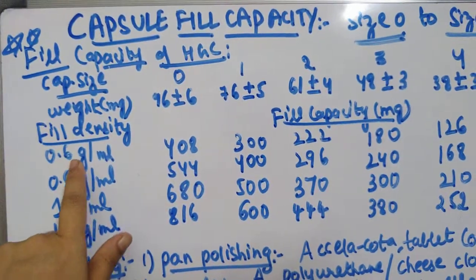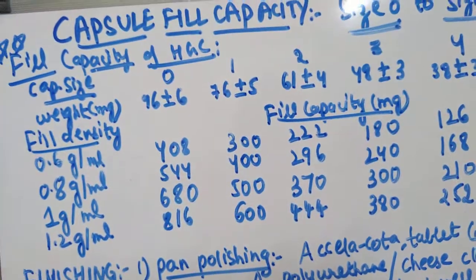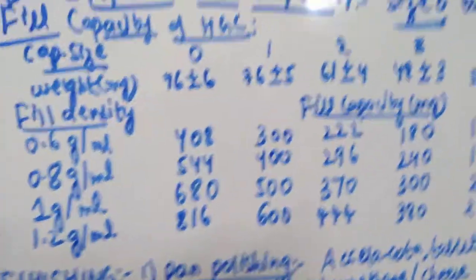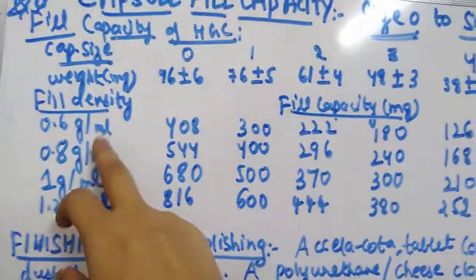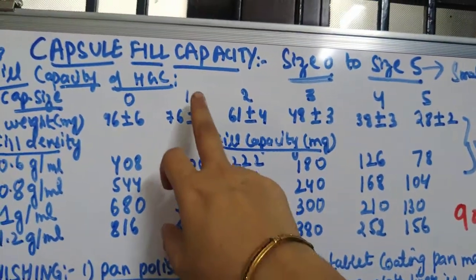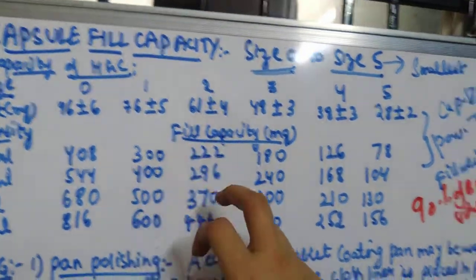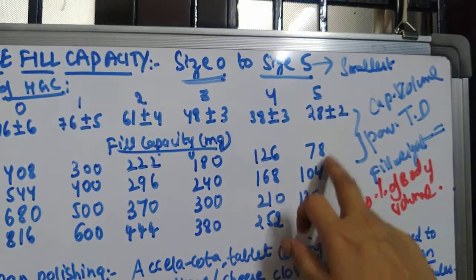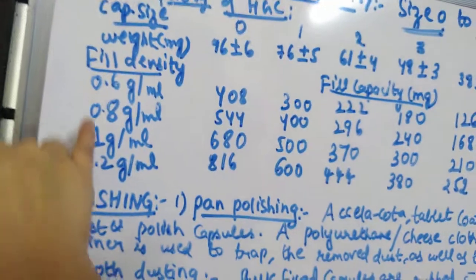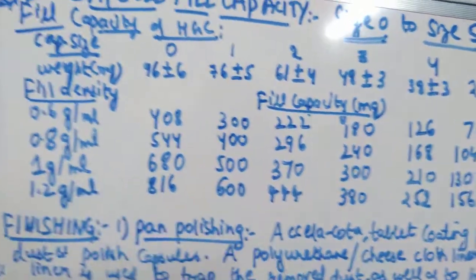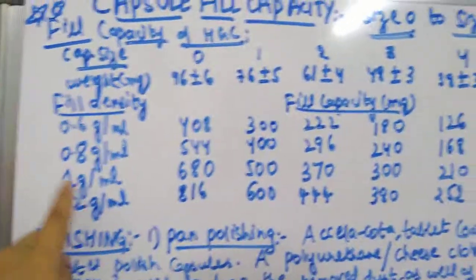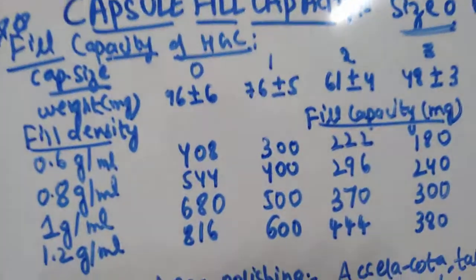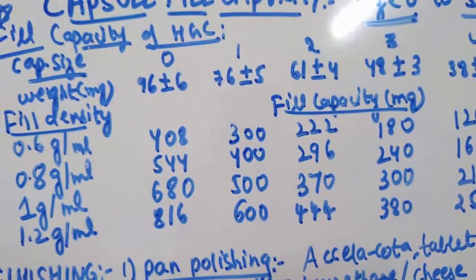For example, if your fill density is 0.6 gram per ml, then you can fill 408 mg of powder in size 0. Similarly, with the same density of 0.6, you can fill 300 mg for size 1, 222 mg for size 2, 180 mg for size 3, 126 mg for size 4 and 78 mg for size 5. As the density varies, your fill weight varies. If the density is 0.8 grams per ml, then this much will be the fill capacity.